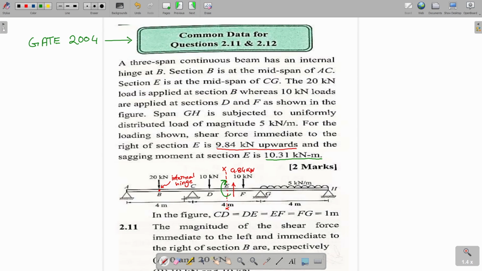Now, we need to draw a free body diagram and explain this. In the figure, there are a couple of points. In the figure, CD, DE, EF and FG are of 1 meter. Therefore, the spacing is 1 meter apart. So let me draw this diagram in a clearer way.